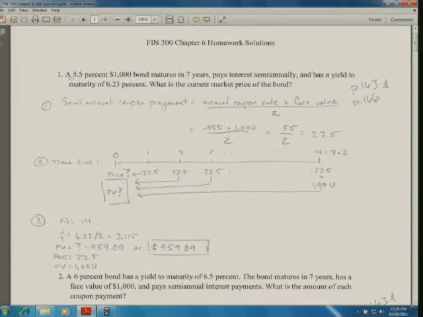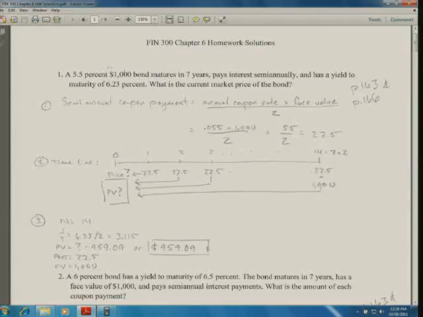Number 1 reads: a 5.5% $1,000 bond matures in 7 years, pays interest semi-annually, and has a yield to maturity of 6.23%. What is the current market price of the bond? Okay. What number 1 is telling you here is, when it says a 5.5% $1,000 bond, the $1,000 is the face value, or what we also call the par value. Those two are interchangeable. Okay, that's the money that you'll receive at the very end of this thing if you were to purchase the bond. You get a lump sum of $1,000.